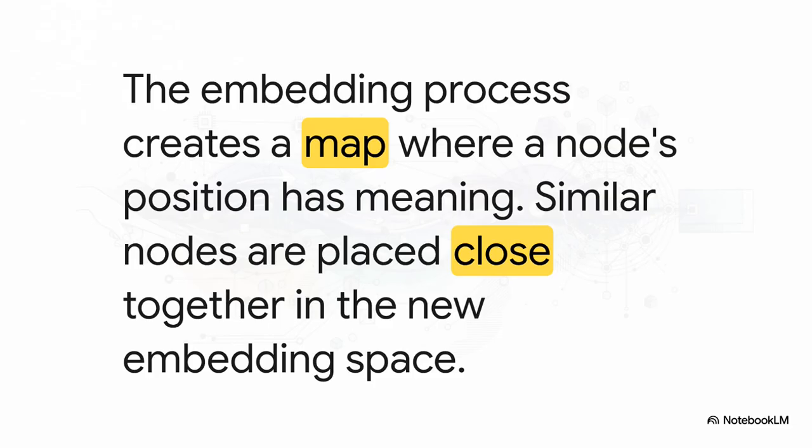Probably the best way to think about this is like creating a map. The embedding process takes the network and lays it out in a new space. And on this map, the position of every node means something. The fundamental rule is this: if two nodes were similar in the original network, they're going to be placed close to each other on this new map.